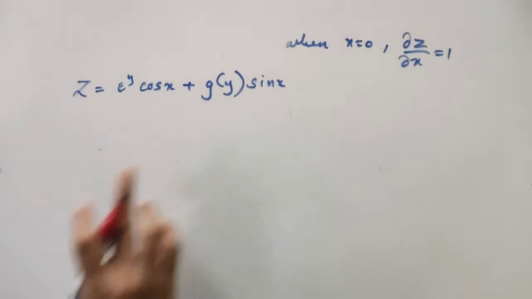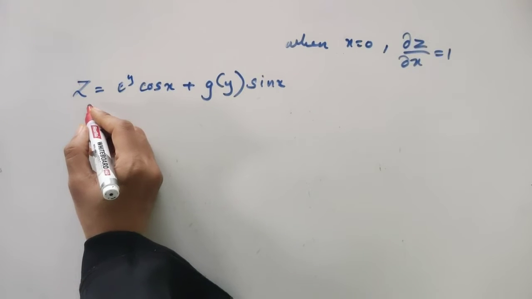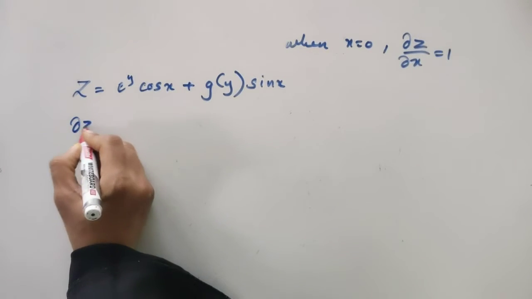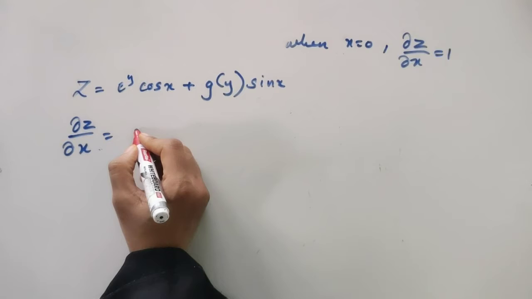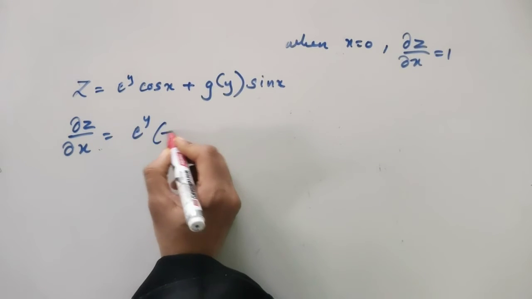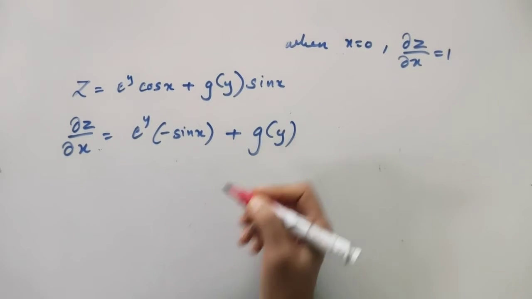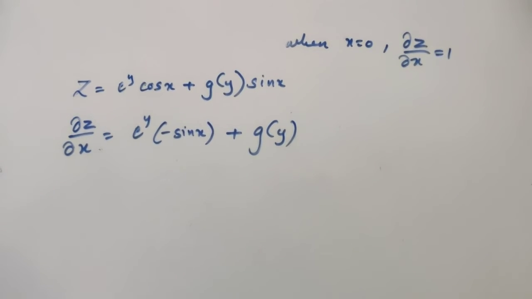So we are having z like this. Let us work for dou z by dou x. Differentiate this with respect to x partially. So dou z by dou x will be equal to e to the power y, it's constant, keep it as it is, times the derivative of cos x, which is minus sin x, plus g of y, again constant because it's completely a function of y.